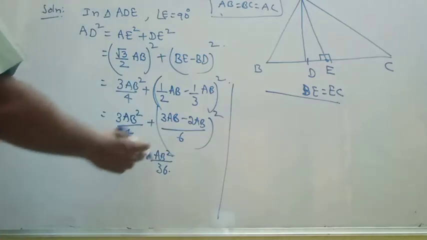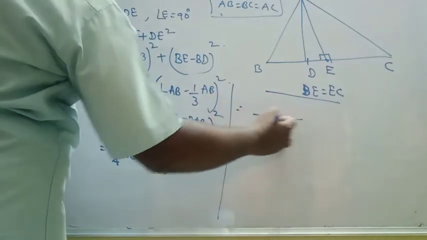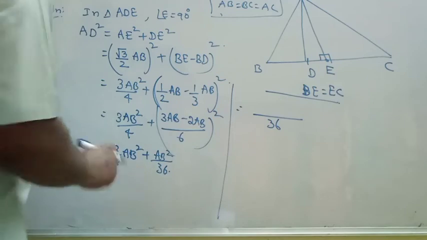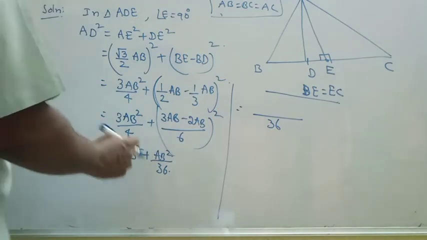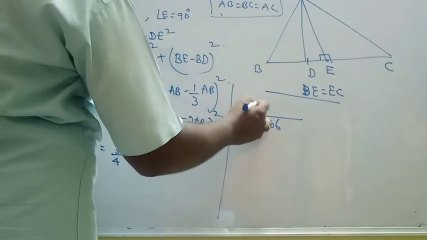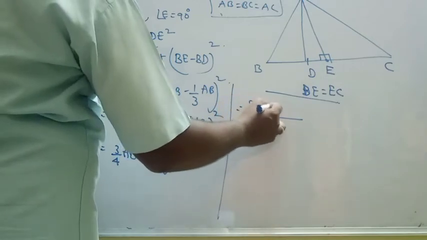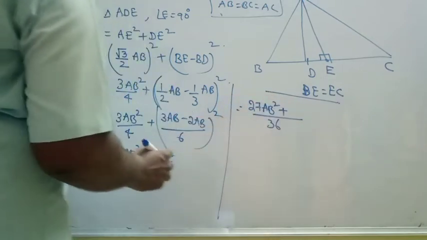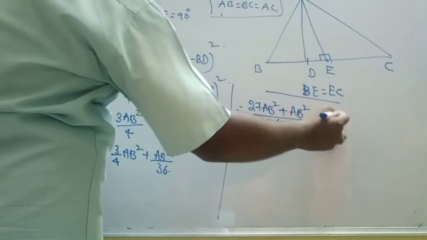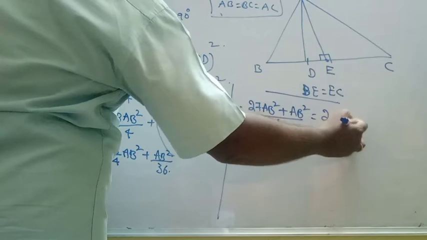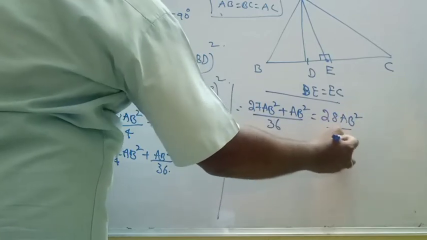Now let us write this. The LCM for 4 and 36 is 36. Four 9s are 36, and 9 times 3 is 27, so 27 AB square plus AB square. That is totally 28 AB square by 36.